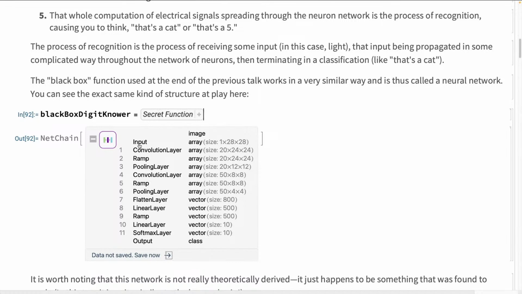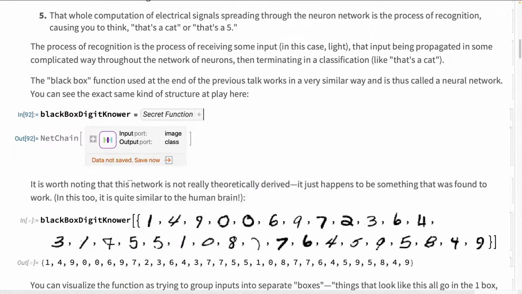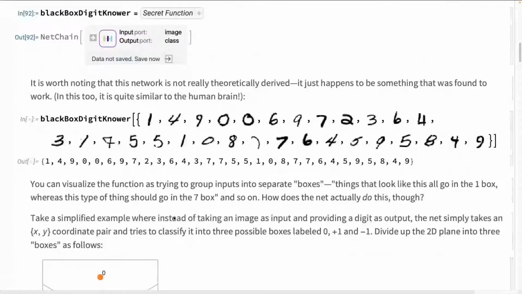So you get an input. That input causes some response, which then cascades through the network. And then at the end, you get an output, which is just a single digit. And it's worth noting, by the way, that this network is not really theoretically derived. It has some properties that correspond to the fact that it's looking at images. But this network is just something that was found to work. In that sense, it's kind of like the human brain.